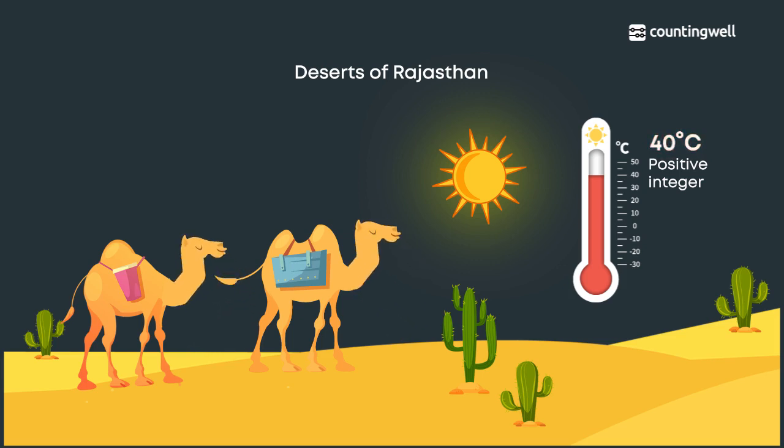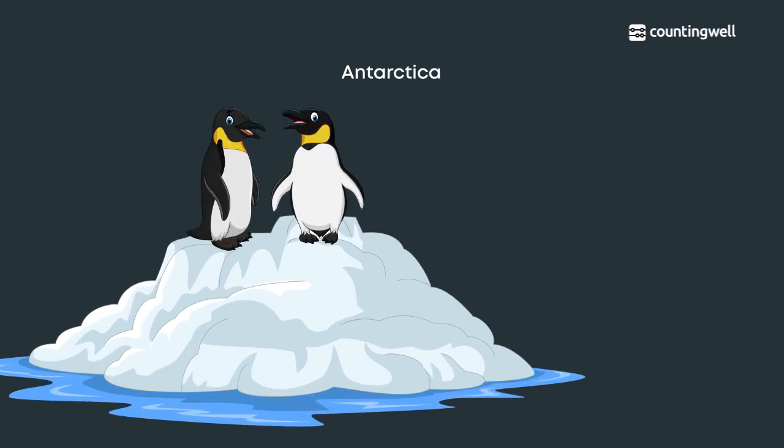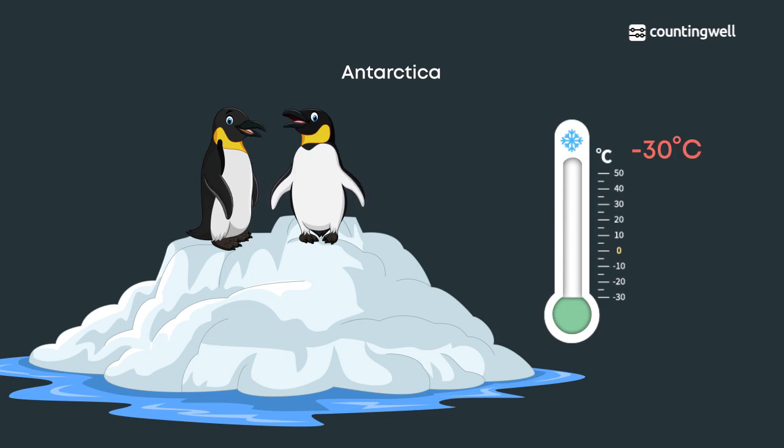Even though 40 is a positive integer, we usually don't say positive or write the plus sign. Our next stop is Antarctica. Can you spot penguins? Oh, it's very cold. Let's check the temperature again. It is -30 degrees. Did you notice the temperature is represented using a negative integer?